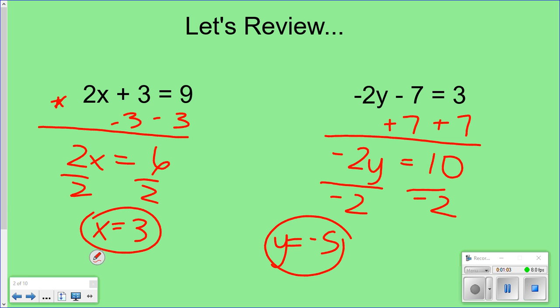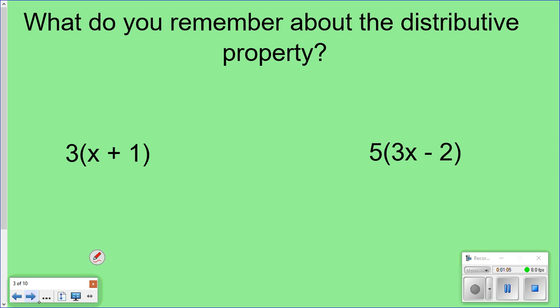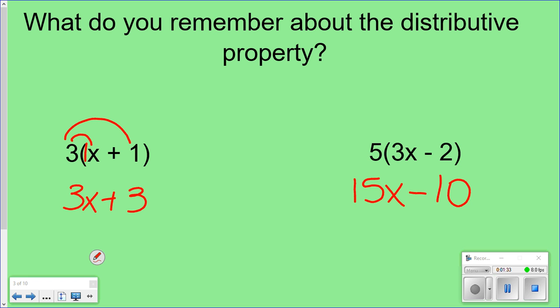Okay. The next thing I have to ask you about is the distributive property. Do you remember how to do the distributive property? Yes. Okay, so what do you think, Mason? What would you do? You have to multiply 3 times x. And then 3 times the other term. So this would look like this, right? What about down over there? What's it going to look like, Owen? 5 times 3. Yeah, 15x minus 10.